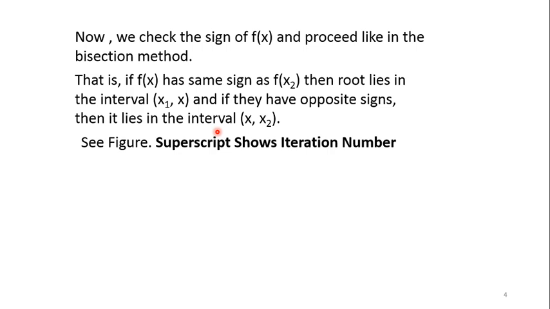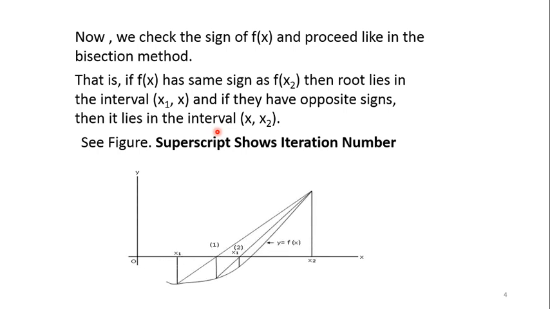See the figure; the subscript shows the iteration numbers. So this we have explained graphically. Suppose this is the graph of the function y equal to f(x) and this is the point for the first iteration. For finding the range of the interval, your interval is x1 and x2, and for the first iteration you will put this.